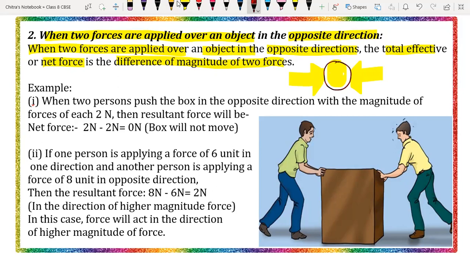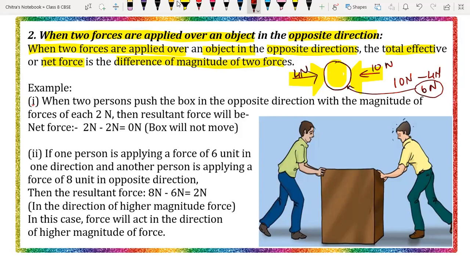Okay, this is an object. Suppose I am applying a force of 4 Newton from one side and 10 Newton from the other side. So what will be the resultant force? The resultant force will be the difference between the two forces that we are applying on the object. Here we have 10 Newton and 4 Newton, so the difference will be 6 Newton. So the resultant force applied on the object is 6 Newton.